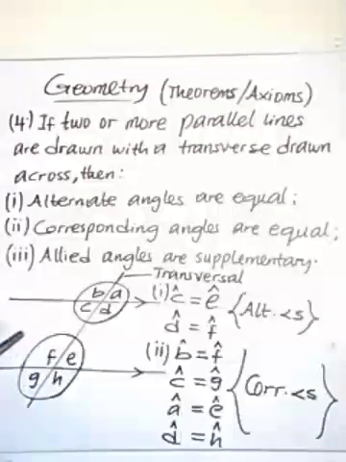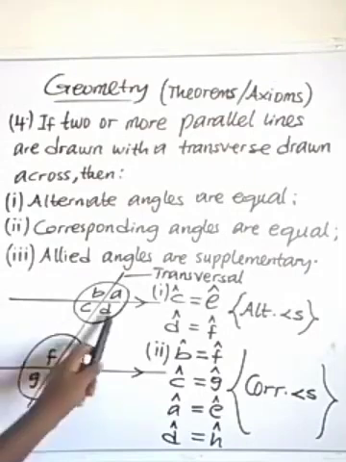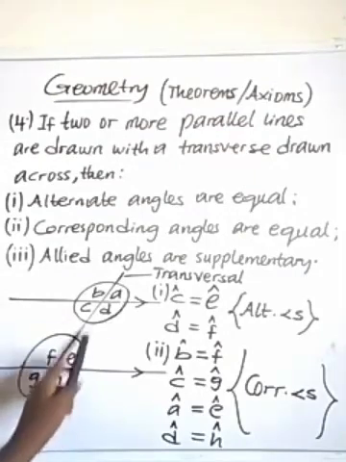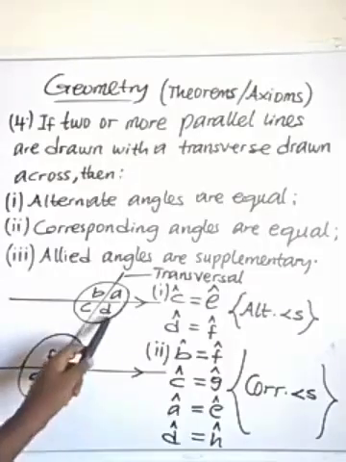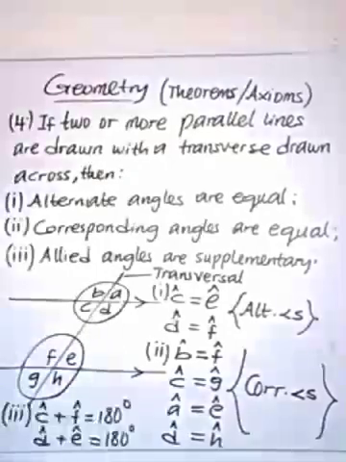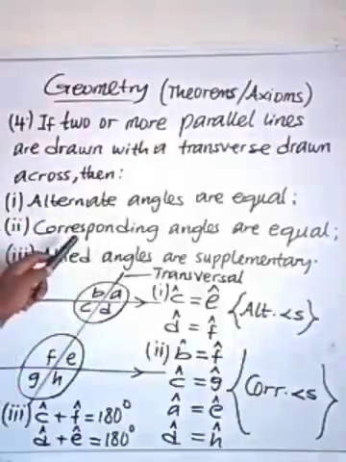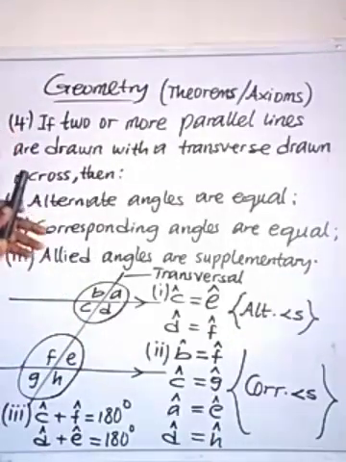And also, angle C plus angle F will be equal to 180 degrees, as they are allied angles. That is, angle C and angle F are allied. And also, angle D plus angle E will be equal to 180 degrees, and the reason is allied angles are supplementary. In my next video, we will do some examples to explain this theorem, that is theorem 4. Thanks for watching.